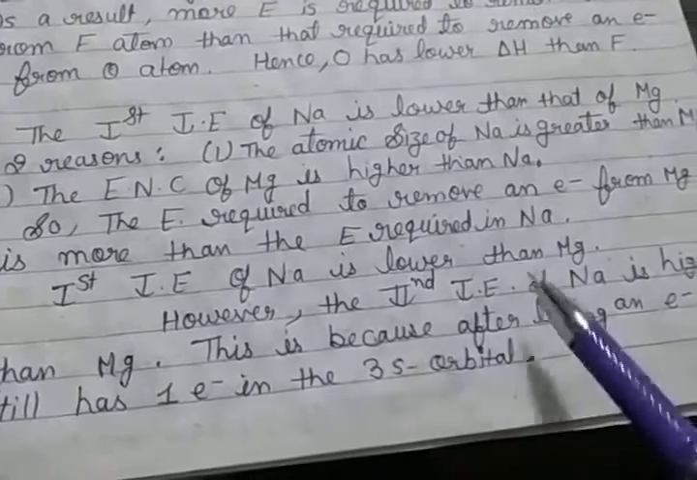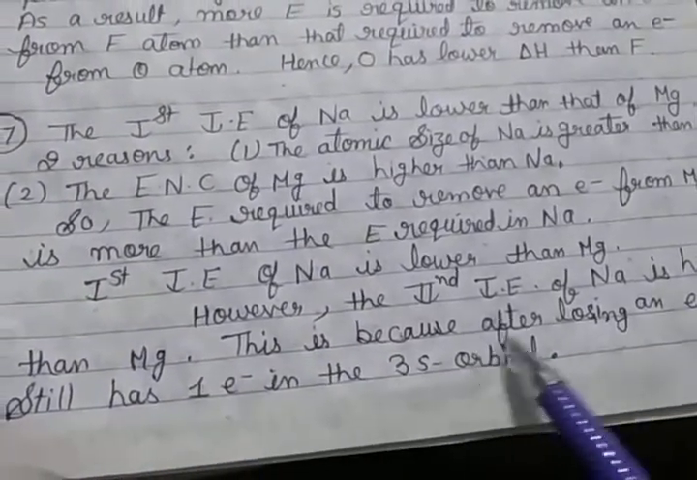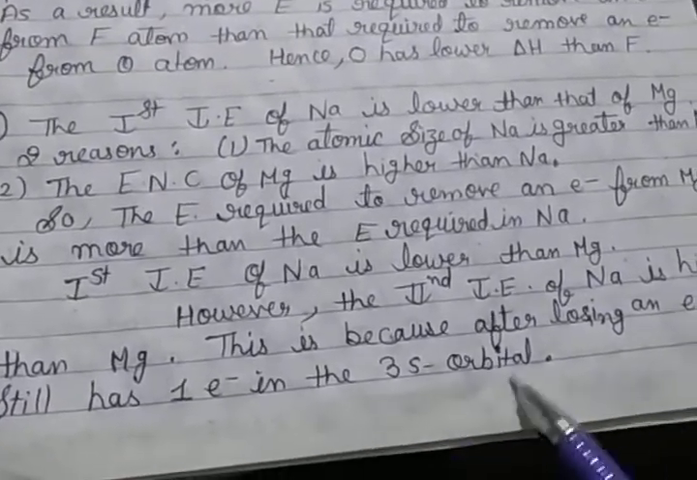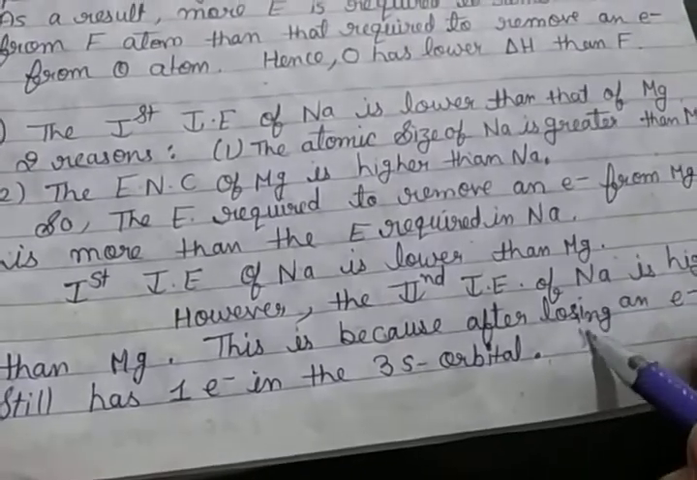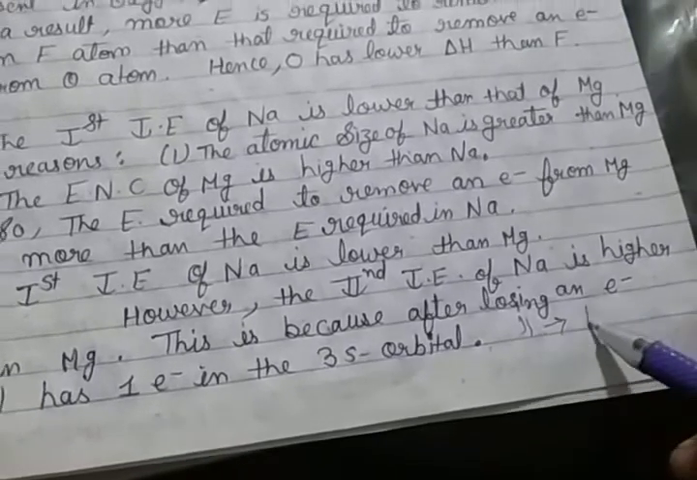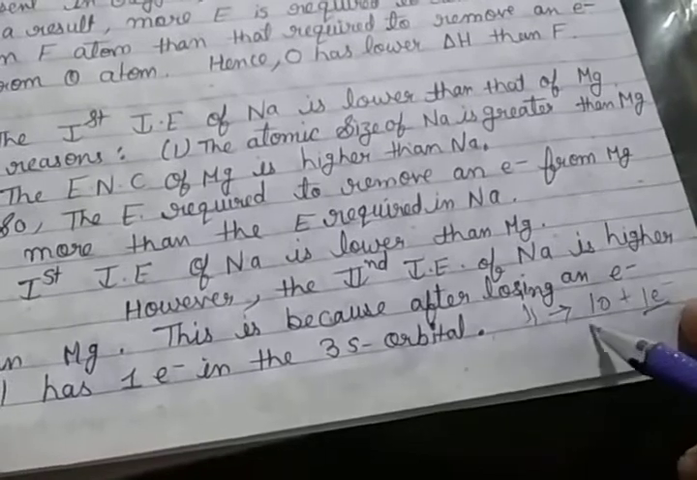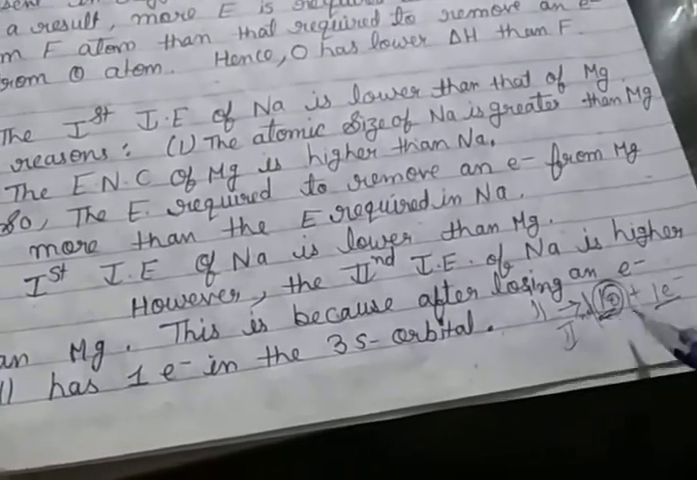But the second ionization enthalpy of sodium is higher than magnesium. This is because after losing an electron, sodium still has one electron in the 3s orbital. Sodium has 11 electrons; when one electron is removed, 10 remain. But removing the second electron requires more energy.